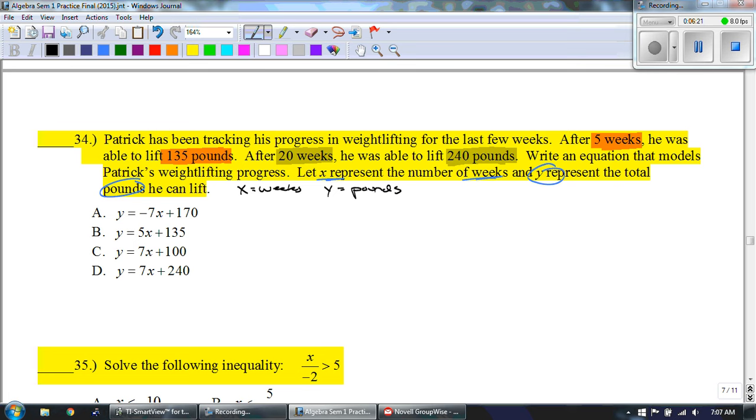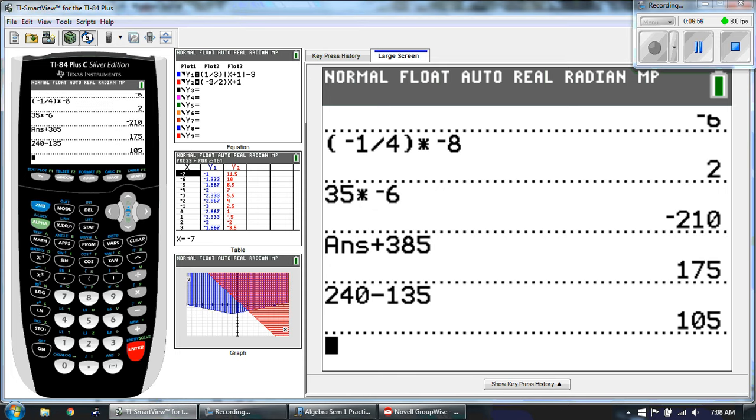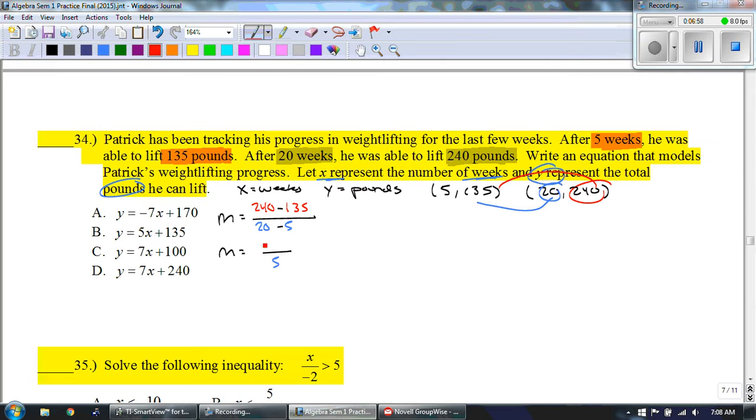And they gave us 2 points. They gave us the point (5, 135) and (20, 240). So when they give us 4 numbers, we have to figure out what is the slope, okay? So remember that the y's go on top, 240 minus 135, and the x's go on the bottom, 20 minus 5. 20 minus 5 is 15. I can do that real quick. But then we have 240 minus 135, and we get 105 for the top.